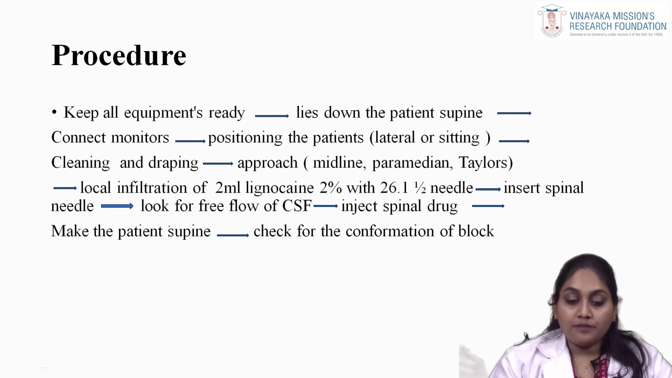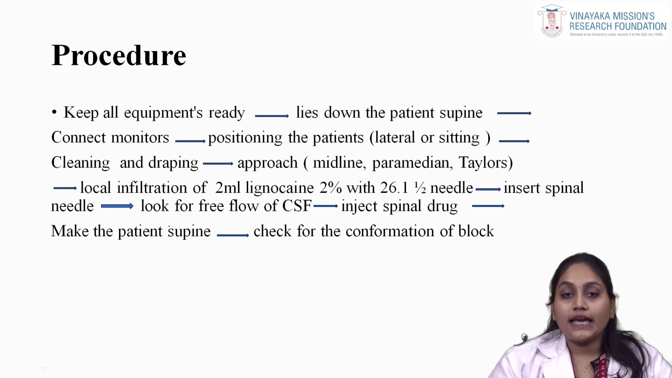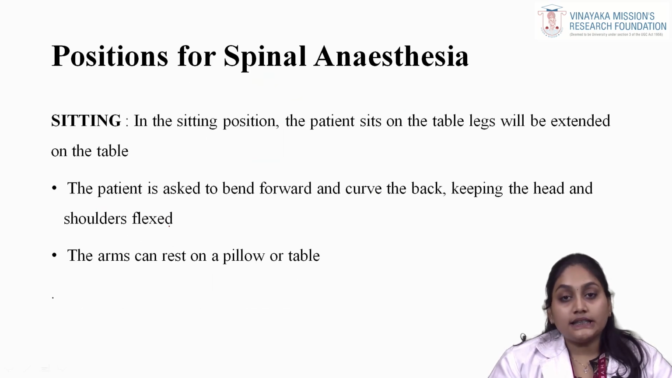Coming to the procedure, before the patient enters the OT, we have to keep ready all the equipment. After the patient reaches the OT, lie down the patient, make the patient comfortable and connect all basic monitors. Basic monitors like SpO2, BP are mandatory, and position the patient. Normally, we have 2 positions for spinal anesthesia. One is sitting position and another one is lateral position.